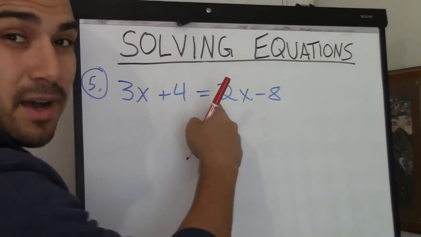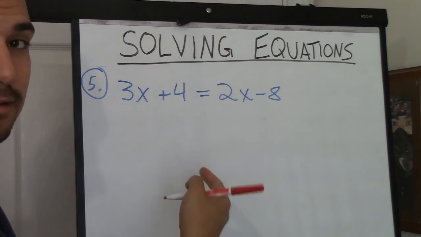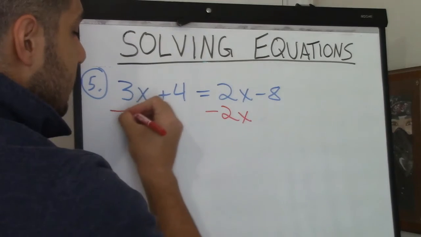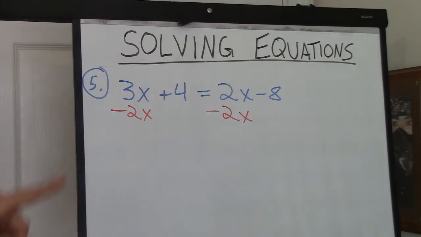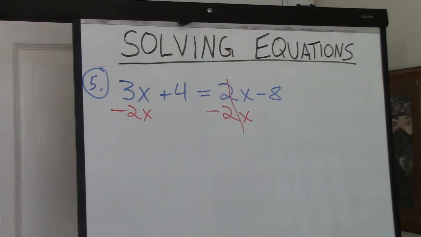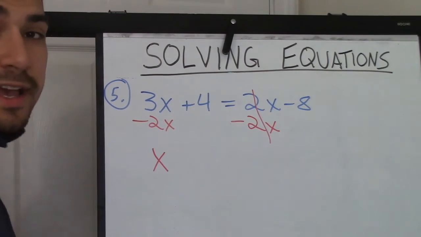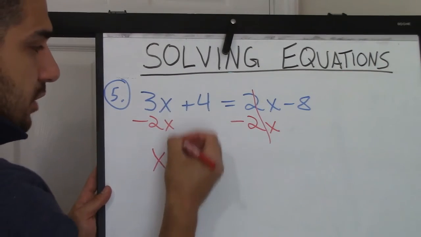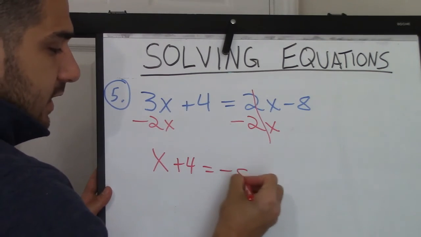Now, since this is a positive 2x, the inverse of adding, or positive, would be to subtract. So I'm going to subtract 2x from both sides. What I do to one side, I have to do to the other. That undoes the 2x on the right. 3x minus 2x is just 1x or just x. You don't have to write the 1. So everything else can be brought down. I still have the plus 4 here, and I still have the negative 8 here.